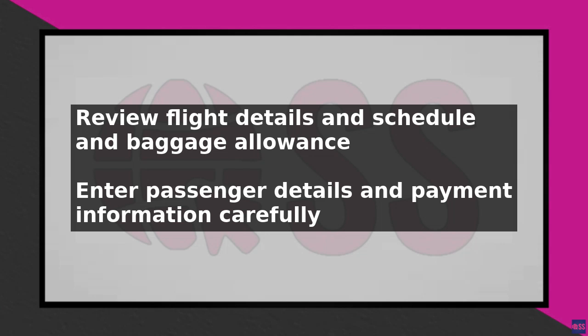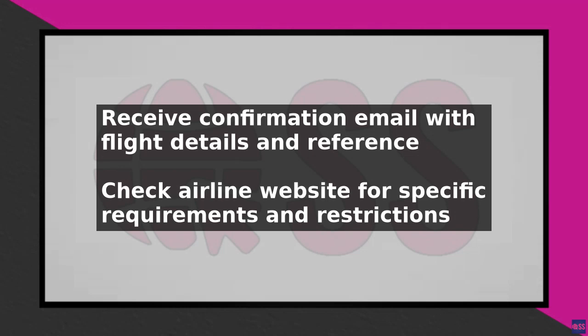It is also a good idea to check the airline's website for any specific requirements, such as visa requirements or travel restrictions. Additionally, consider purchasing travel insurance to protect yourself against unexpected trip cancellations or interruptions. By following these steps, you can easily book flight tickets online on Booking.com. Remember to always review the terms and conditions of your booking, and contact the airline or Booking.com customer support if you have any questions or concerns.